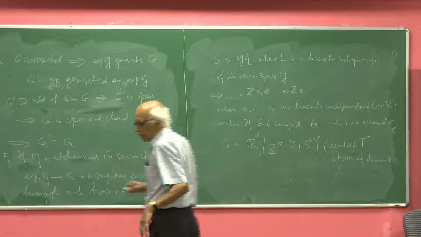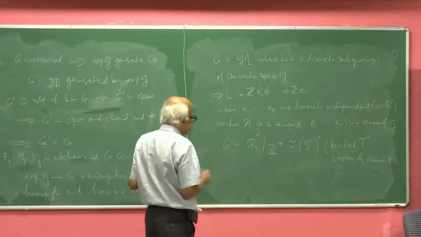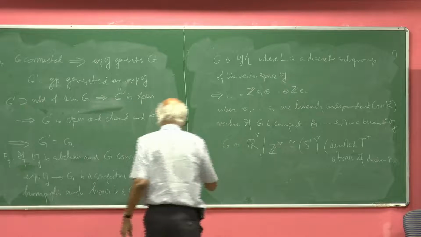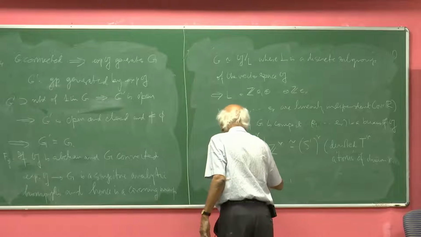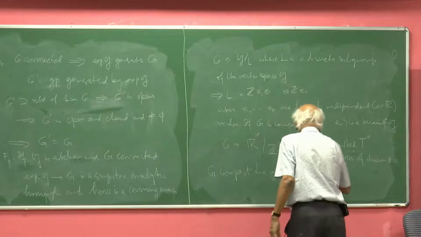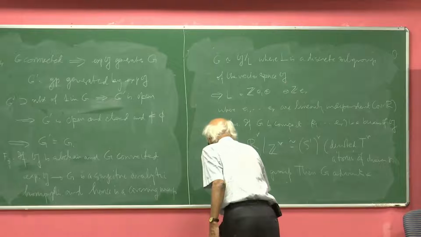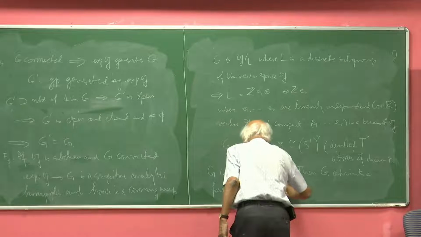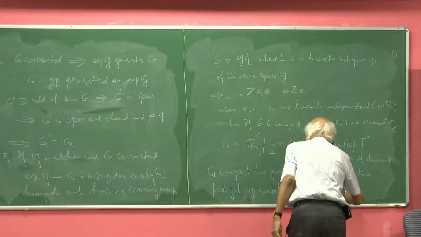And what I'll prove is some results about how you can arrive at tori inside a compact Lie group. If G is a compact Lie group, then G admits a faithful representation in some GLN(R) or GLN(C).